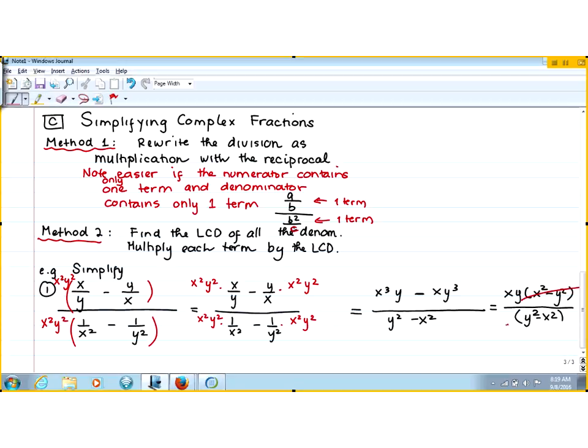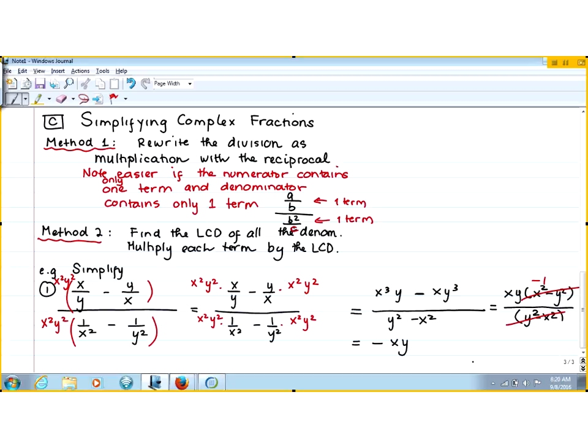So when I cancel, I have negative 1. Yes, they're opposite, so when I cancel, this is negative 1. So what is my answer? Negative xy. Okay. So this one looks complicated, but once you multiply by the LCD, it's no longer complicated.